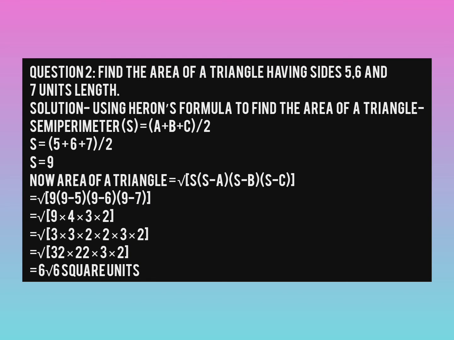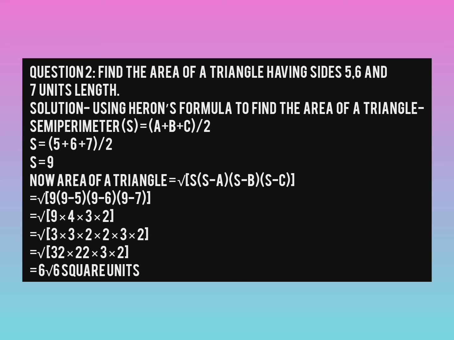Next example. Find the area of a triangle having sides 5, 6, and 7 units in length. Solution. Using Heron's formula to find the area of a triangle, semiperimeter S equals (a plus b plus c) divided by 2. S equals (5 plus 6 plus 7) divided by 2 equals 9.